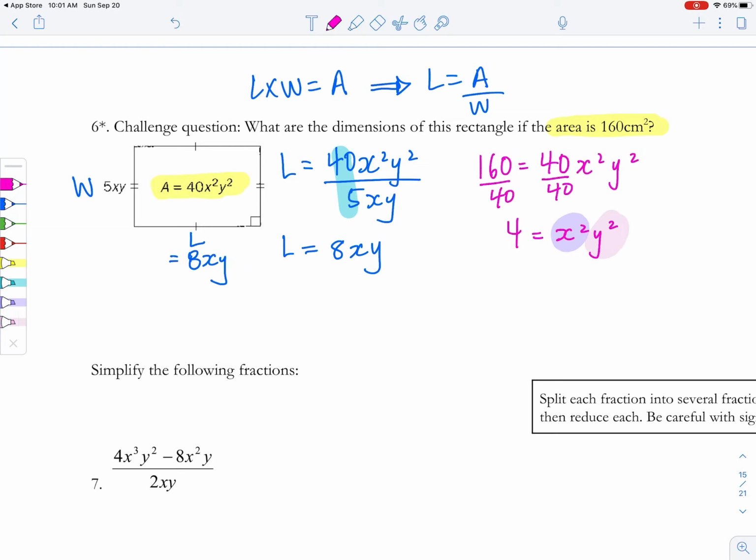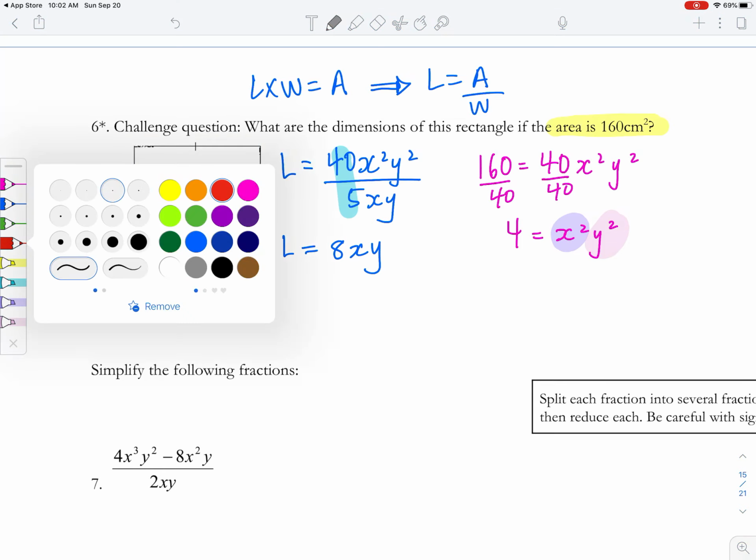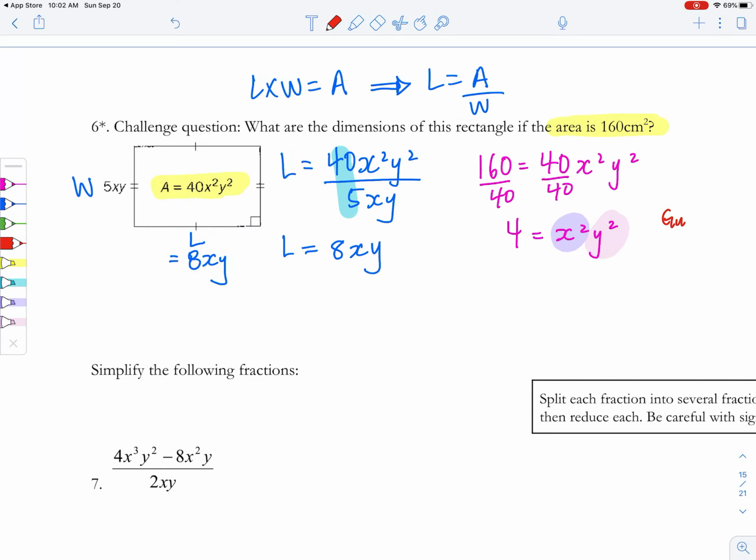So the first perfect square I know is 1. I'm going to guess that x equals 1. That means x squared equals 1. So I'd have 1 times y squared equals 4. And if I think about a number that's squared that equals 4, I could think that y equals 2. So one possibility would be x equals 1 and y equals 2.